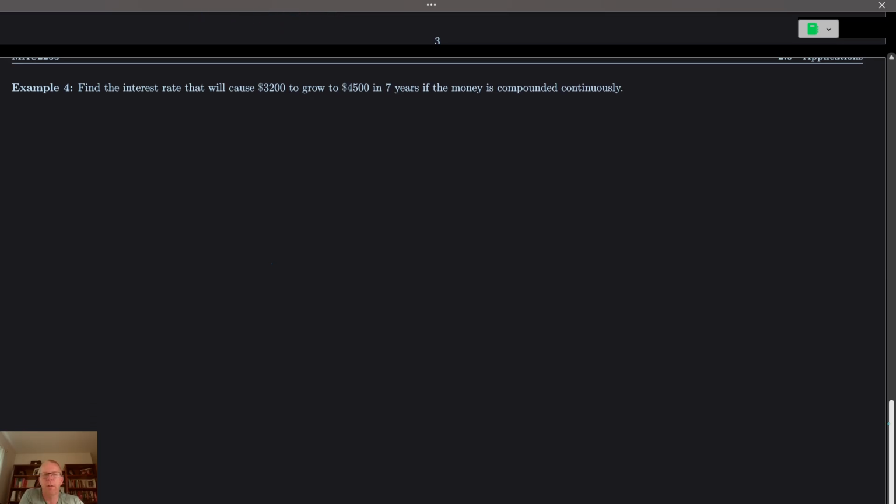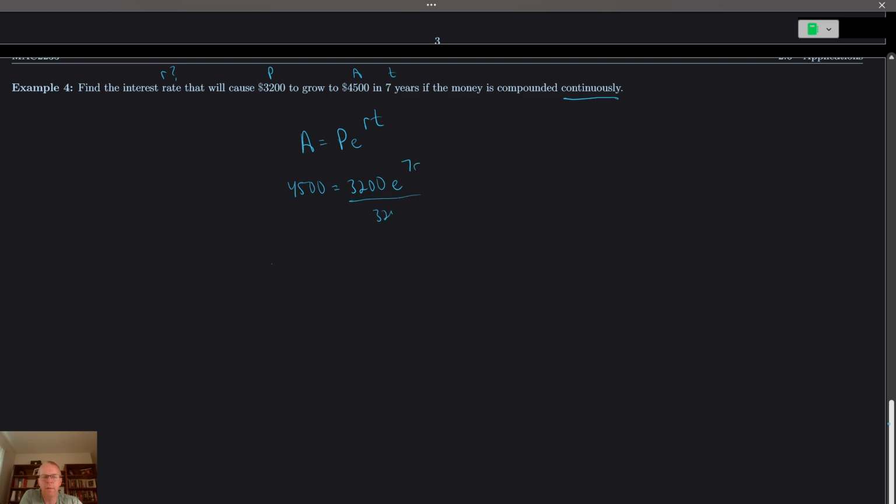All right, last one. Find the interest rate that will cause 3,200, so there is our P, to grow to 4,500, there is our A, in 7 years, there is our T, compounded continuously. So compounded continuously means we're going to have an e in our formula. So A equals Pe to the rt. And we're finding the interest rate, so we're looking for r. So 4,500 equals 3,200 e to the 7r.